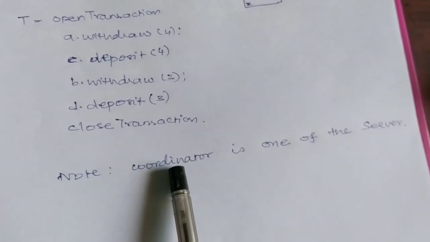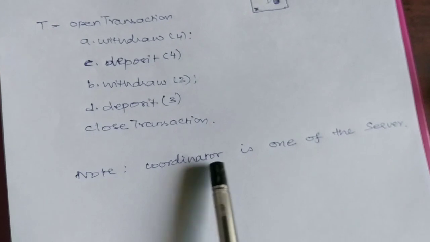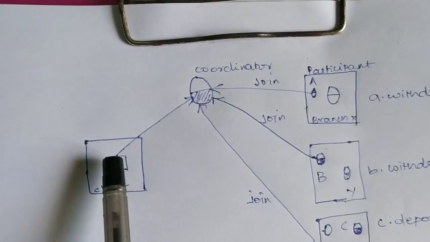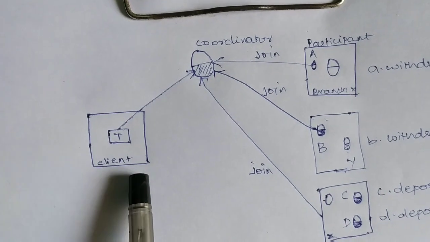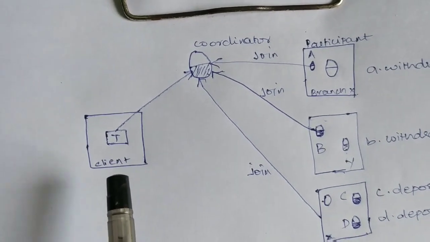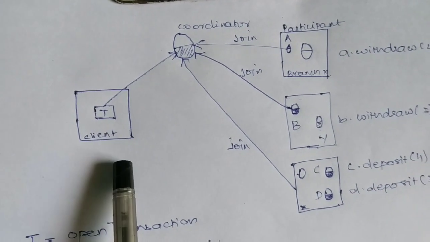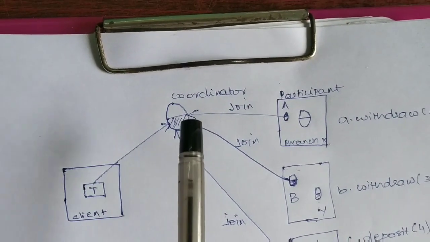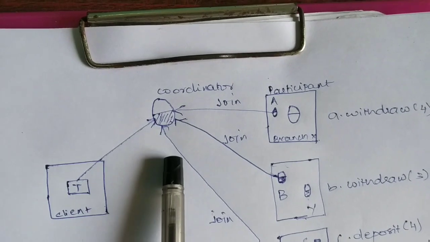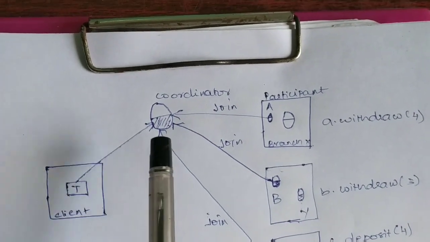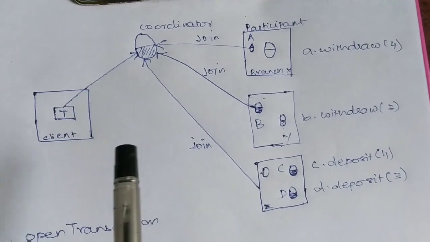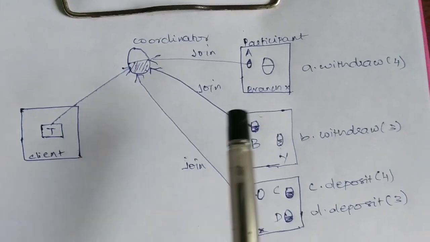We should also note that the coordinator is also one of the servers in the transaction. Now the client has all the rights to either commit or abort the transaction. The coordinator also has full rights to commit or abort the transaction. After taking the decision, it will send the information to all the participants involved in the transaction.